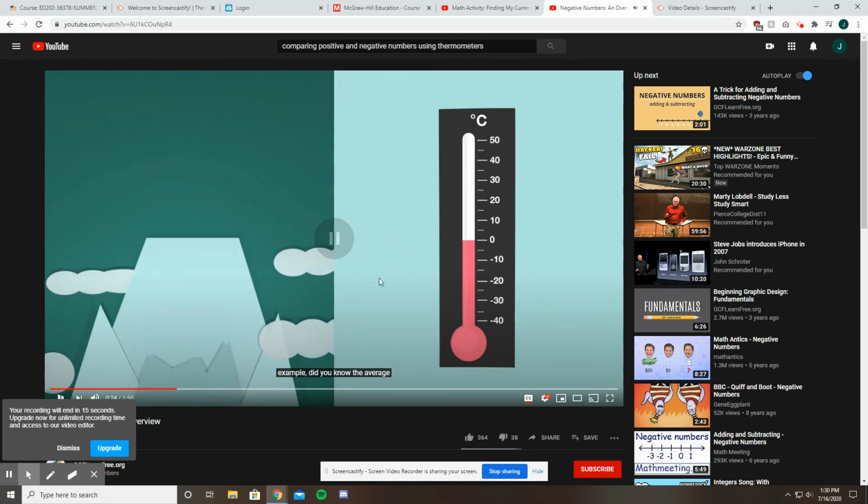Dealing with temperature, it can get very cold. So 0 degrees Celsius is freezing for Celsius. Anything that is below there is extremely cold. Anything above 0 is above freezing.